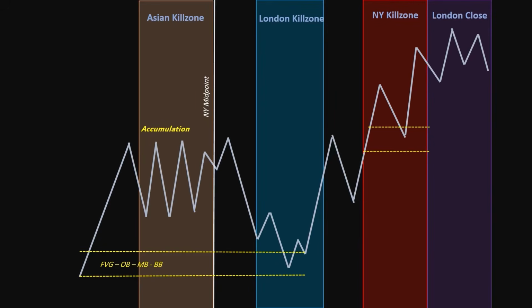The daily opening price is established during the Asian kill zone, typically right at midnight New York time. From there, the daily low is most often formed during the London kill zone, while the daily high and daily candle close usually develop during the London close session.